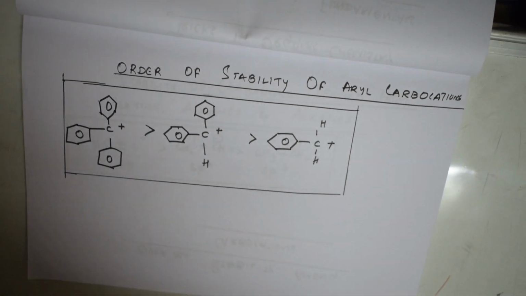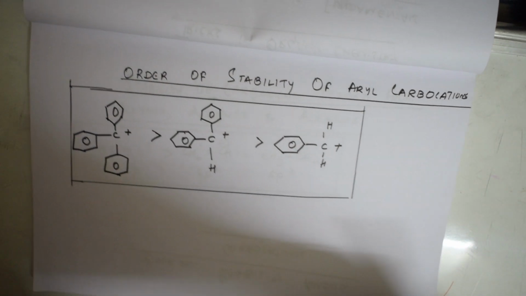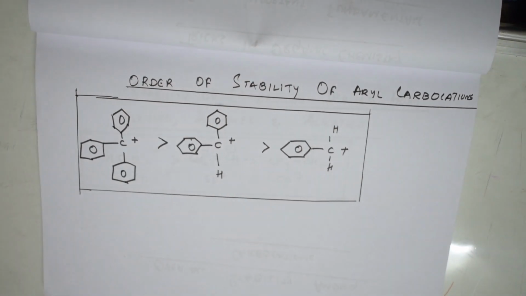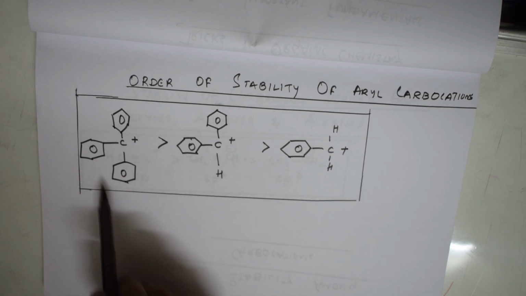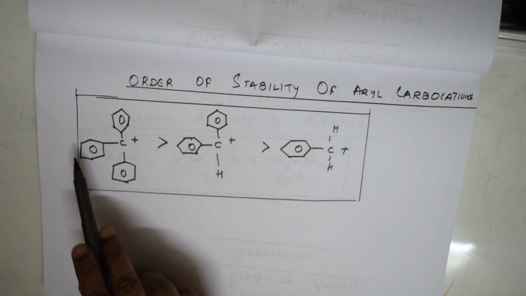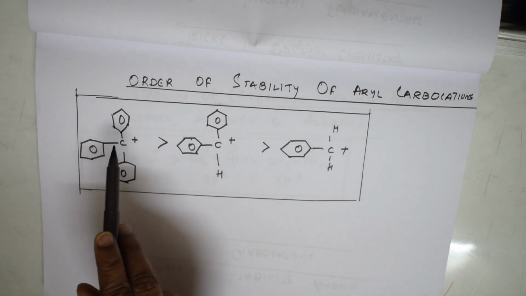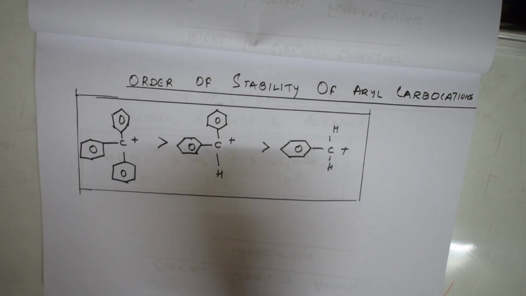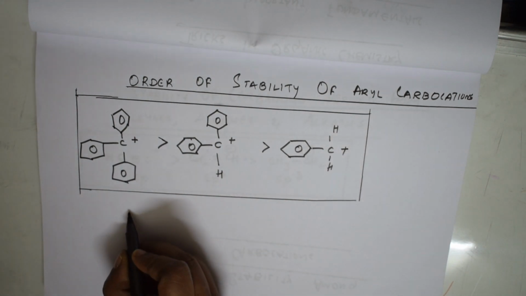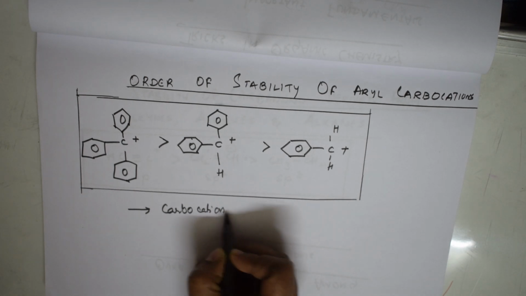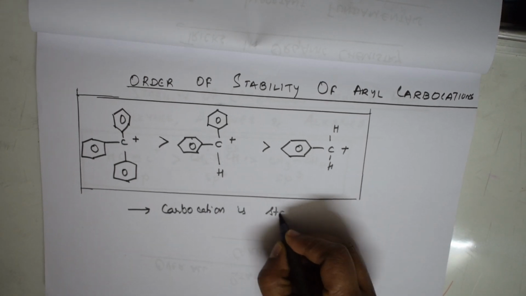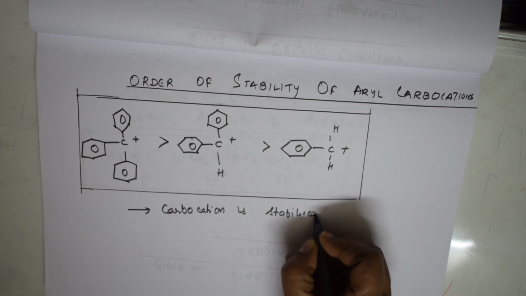I am just moving my book above. Now check the next question: order of stability of carbocation. Here I have taken alkyl, meaning aliphatic. Now I am taking aromatic. Whenever you see more number of benzene rings, the first concept is that the carbocation is stabilized by resonance, as we did in free radical. So the concept I'll remember is that carbocation is stabilized by resonance.